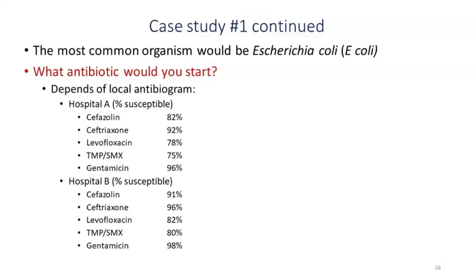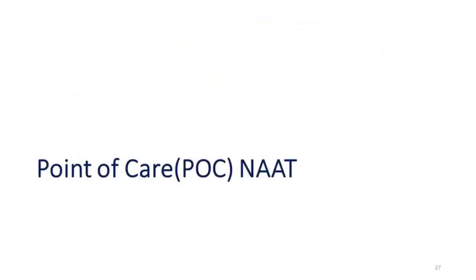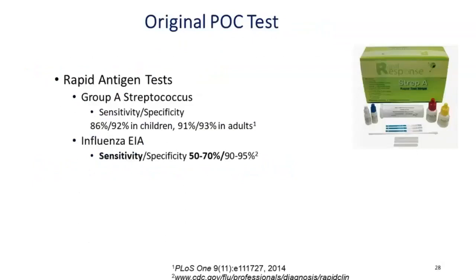Now, what about point-of-care testing? A new point-of-care testing is the nucleic acid amplification test. So as many of you know, the old point-of-care testing revolved around group A strep, which was actually not too bad. The sensitivity and specificity are shown on this particular slide.